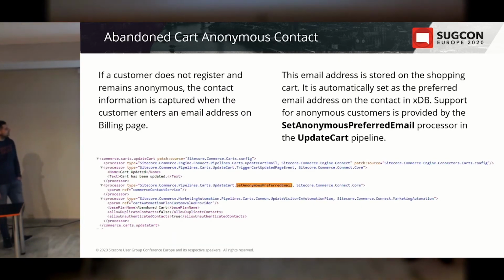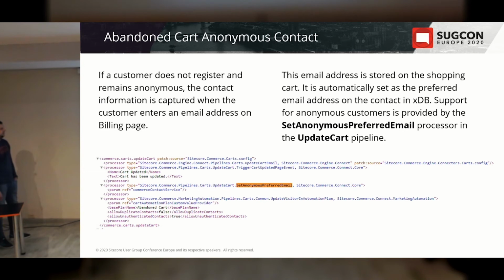Another feature which was also solved in the new release is abandoned cart for anonymous contacts. Since we have an anonymous contact and we don't know his email address, how can we get this information? Of course, when the customer puts something in the basket and goes to the cart overview page, we don't know his email address. After that, he goes to provide his shipping address, and the third page will be the billing page. On the billing page, the customer will need to provide his email address for billing purposes.